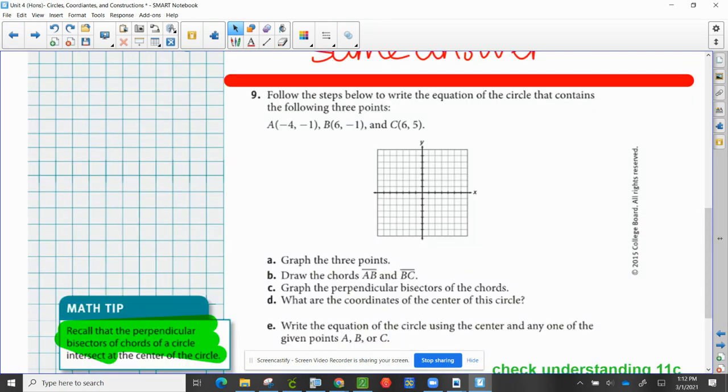Okay, so let's go back to question 9. Question 9 says, follow the steps to write the equation of a circle that contains these 3 points. So step A, they want us to graph our 3 points. We're going to place our 3 points on the coordinate plane here. (-4, -1), (6, -1), and then (6, 5).